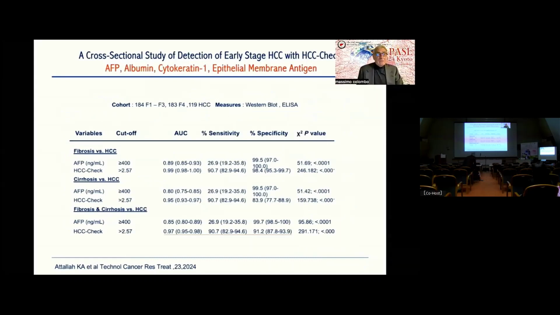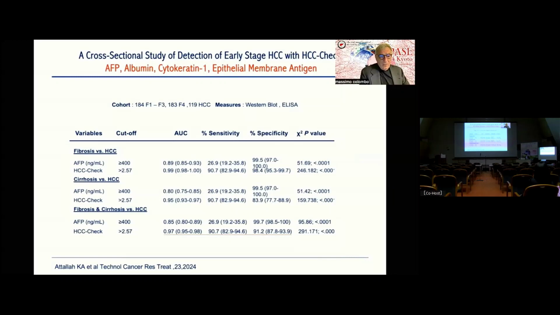Alpha-fetoprotein has also been applied to another early stage predictor algorithm, the so-called HCC check, where two proteomics, CK1 and EMI, were coupled with albumin and alpha-fetoprotein. And there you see that for a cutoff greater than 2.56, the area under the curve was 0.97, the sensitivity was 90.7% versus a specificity of 91.2.